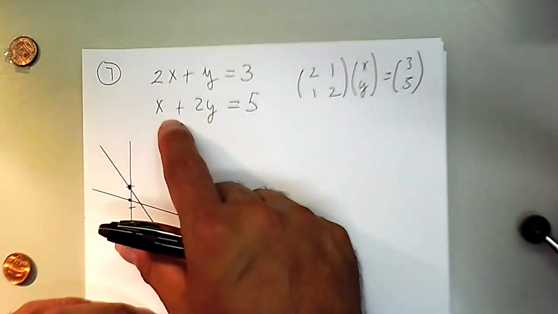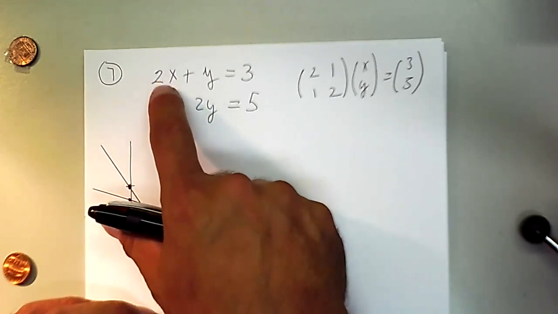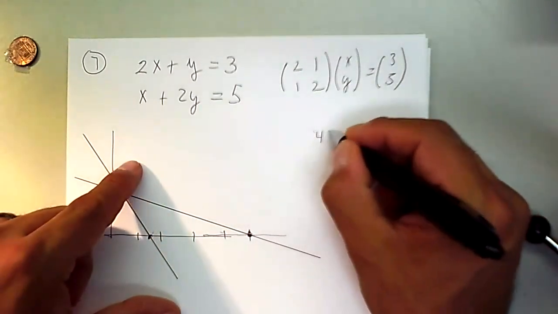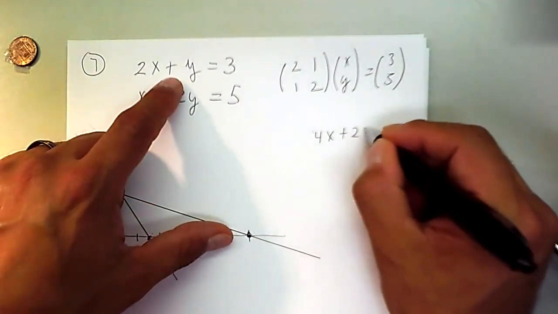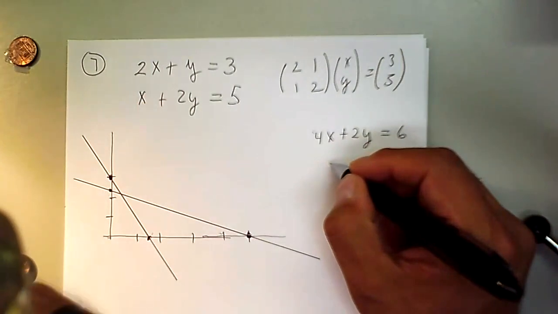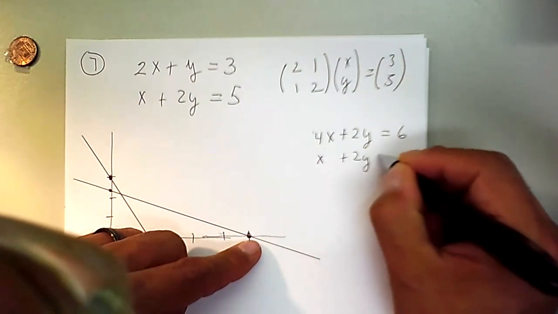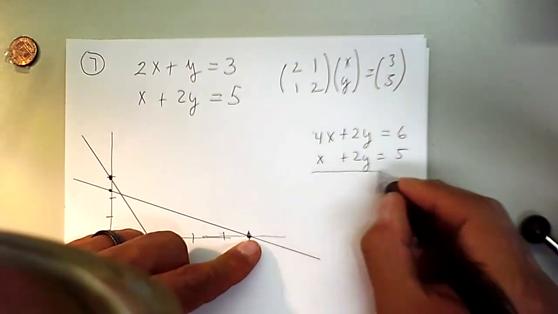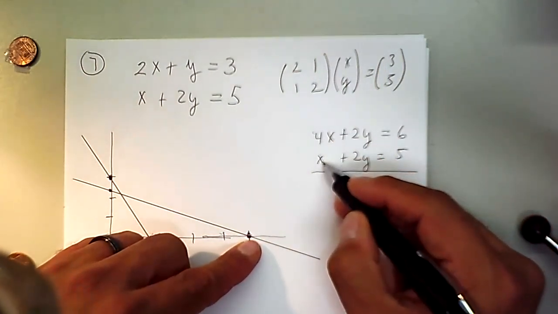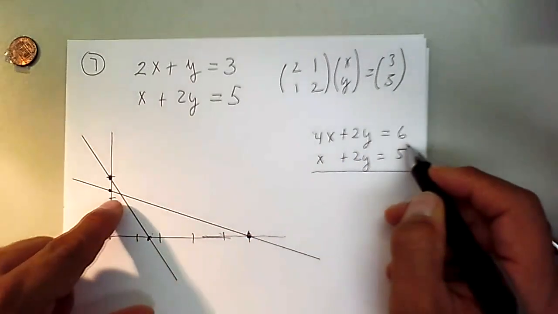If we were to solve the system of equations, we can multiply this guy by 2. So I'm going to solve it here on the side. So we end up with 4x plus 2y equals 6. Keep this one the way it is. x plus 2y equals 5. And then we subtract the two equations. Oh, that's why, because then we end up with 4x minus x is 3x equals 1. So we're not at 1/2, it is 1/3.